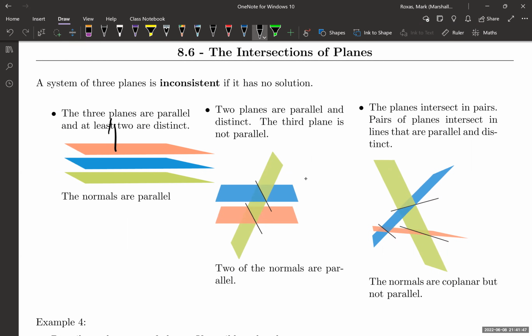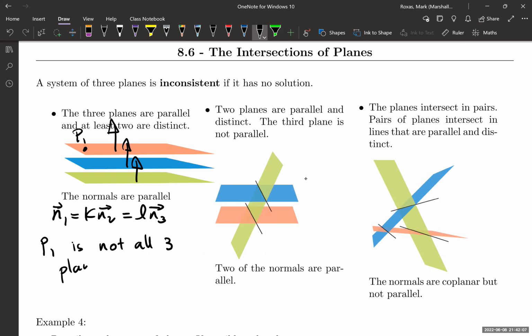So again, these planes all have normals, and they can be written as scalar multiples of each other. So that's possible. But if you pick the point P1, it is not on all three planes. And so there's no solution. There is no solution, no point of intersection.